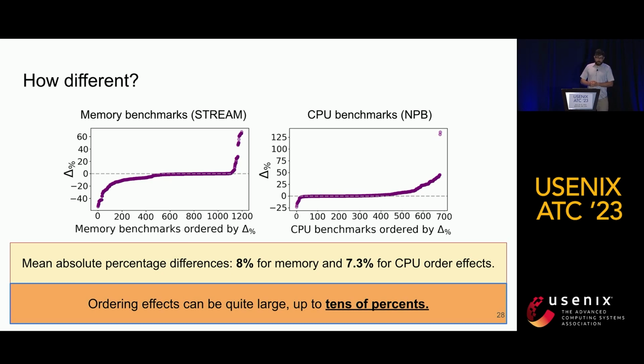It turns out that these ordering effects can be quite large, up to tens of percents. Again, nothing else changed, the same hardware, same tests, and just the order is the difference. The mean absolute percentages here are at 8 and 7.3%. So something to be said here about the practical importance of this. Of course, if you're reporting on multiple systems and system A is better than system B by a large margin, maybe these effects are not relevant. But if that margin isn't that great, you have to pay attention to how each of those systems is studied. So that's the bottom line here.